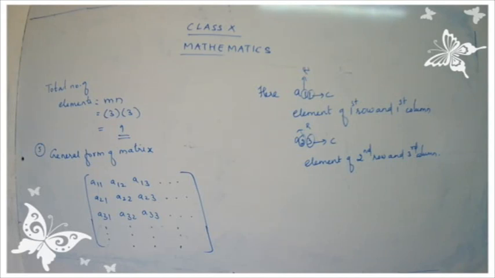Okay, children. So what we have seen? We have seen A11. How to read A11? It is the element of first row and first column. A23, that means the element of second row and third column. Clear? Okay, so these were the different points that you have studied today under the topic matrix.